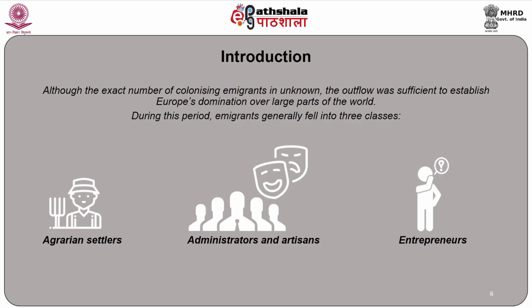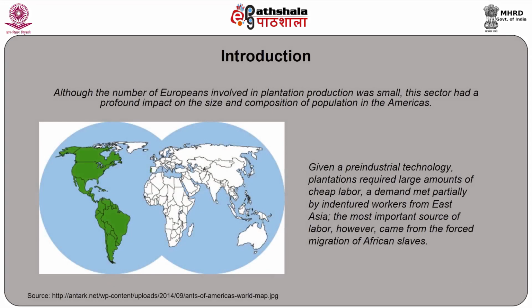of the world. During this period, immigrants generally fell into three classes: a relatively large number of agrarian settlers, a smaller number of administrators and artisans, and an even smaller number of entrepreneurs who founded plantations to produce raw materials for Europe's growing mercantile economies. Although the number of Europeans involved in plantation production was small, this sector had a profound impact on the size and composition of population in the Americas.